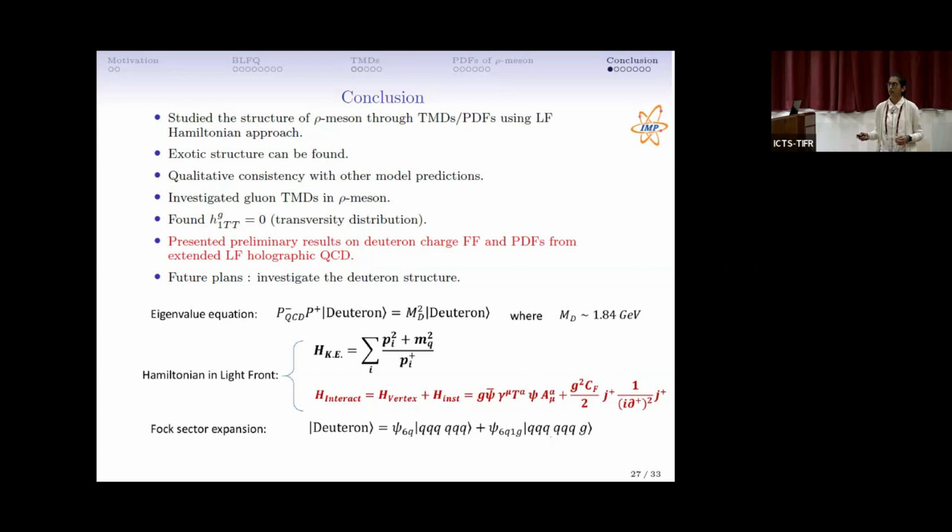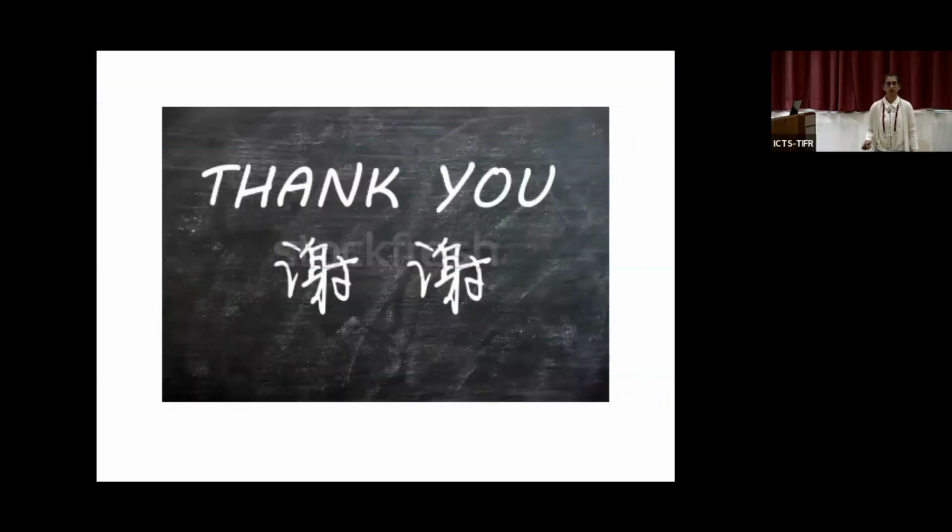For this, we have this eigenvalue equation for the deuteron, where this mass will be fixed, and this is the Hamiltonian, which will be the sum of the kinetic energy term and the interaction term, which contains the vertex interaction and the instantaneous gluon interaction, and the Fock space expansion is like a six-particle Fock sector. And if you want to study the gluon transversity distribution, we can also study that by including another Fock sector. So yeah, thank you.